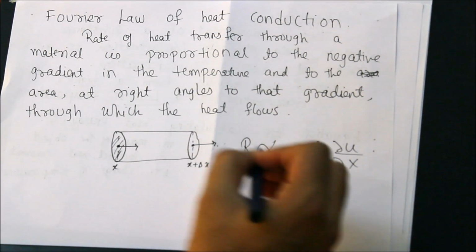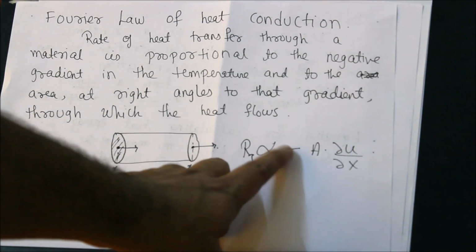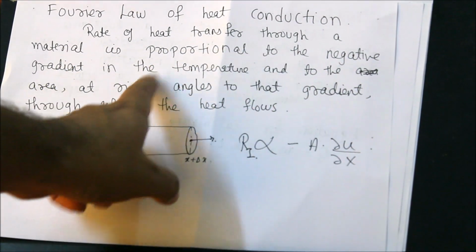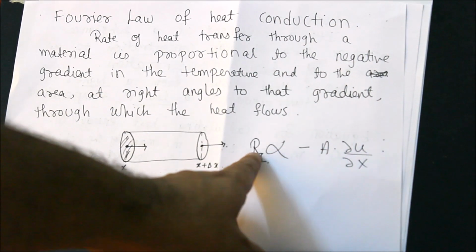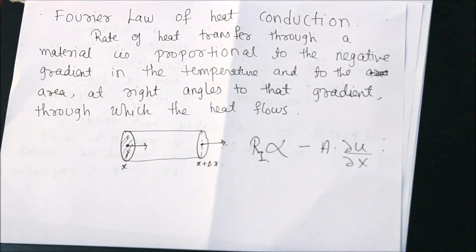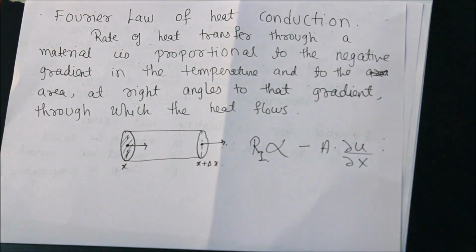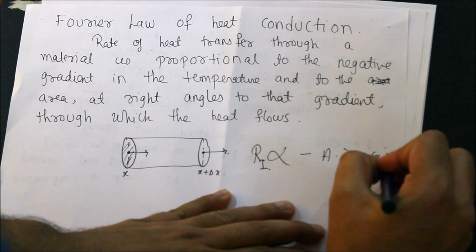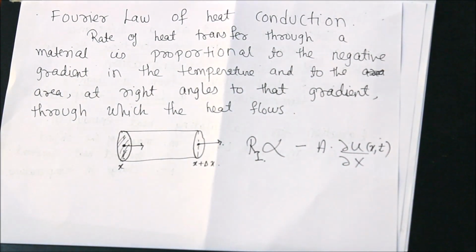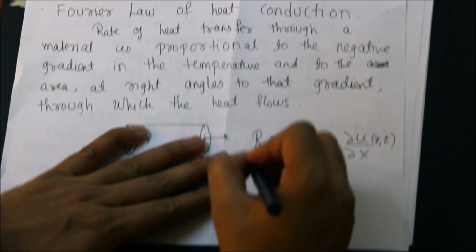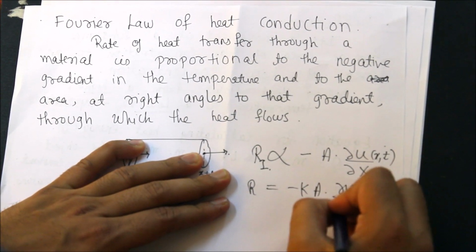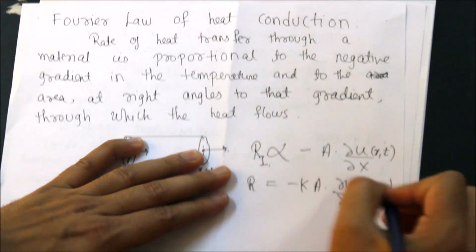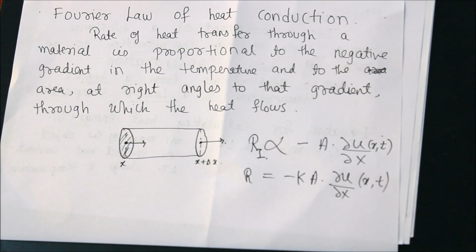The rate of heat transfer Ri is proportional to the negative of the gradient in the temperature. So my u is the temperature, times the area. So Ri is proportional to minus A into del u by del x, or you can say del u by del x of x comma t, because this point is x comma t. And if you want to bring a constant into the picture, this is minus K A del u by del x, where K is called the thermal conductivity. So this is what Fourier's law says.